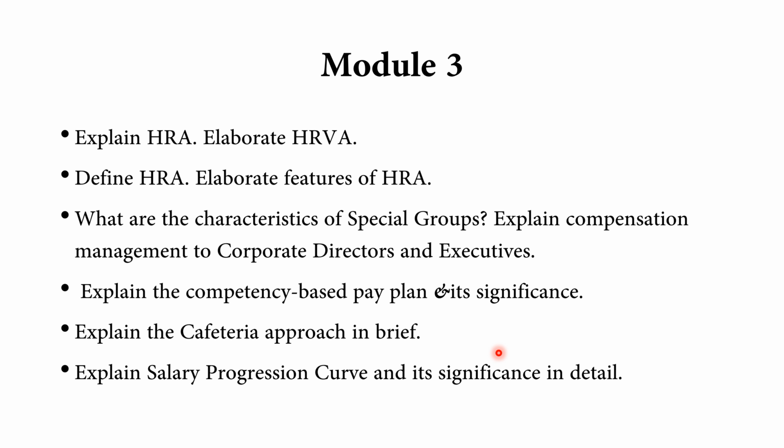Okay, next module 3, explain HRA, elaborate HRVA. What is HRA and features of HRA? What are the characteristics of special groups? Explain the compensation management of corporate directors and executive. Explain the competencies based plan and its significance, and explain the criteria approach, and explain salary progression curve and its significance in detail. These are from module 3. You can go through it once.